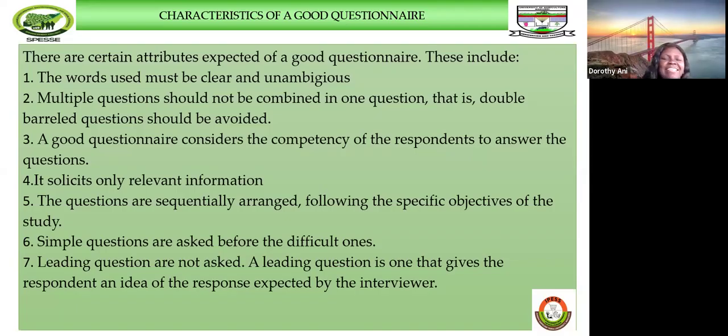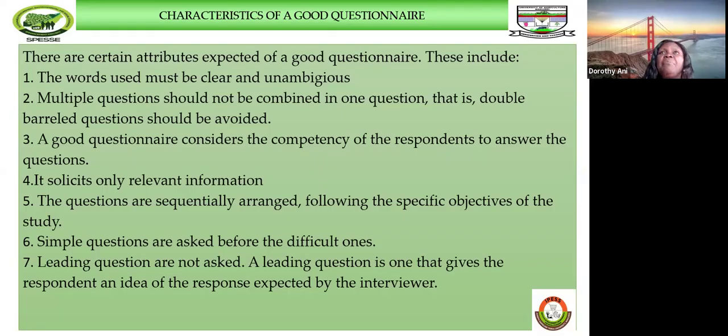So the idea is that the meaning should be the same. In Makurdi metropolis, what they use for money may be pepper or bullet. If I take that questionnaire to another place, they may be calling money bar, so they may not know that it's the same thing. So don't use any slogan, just simple, clear language.